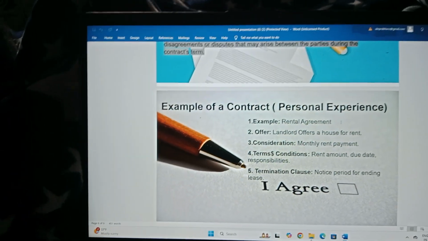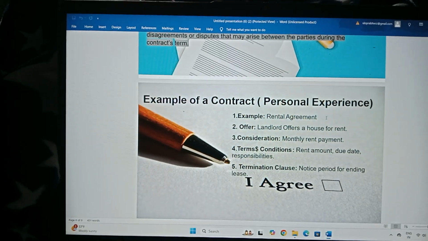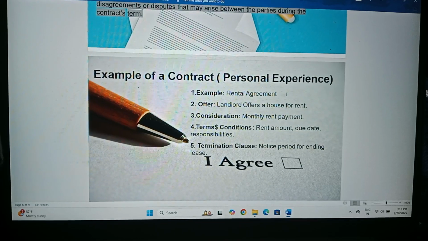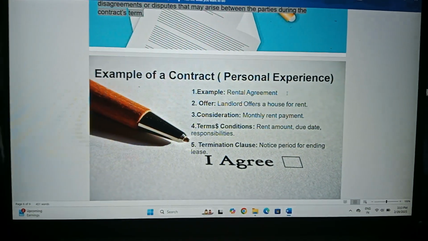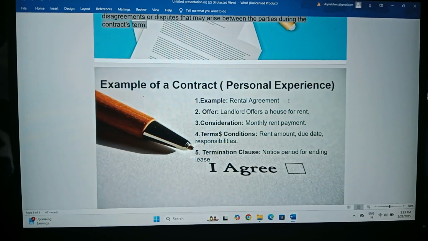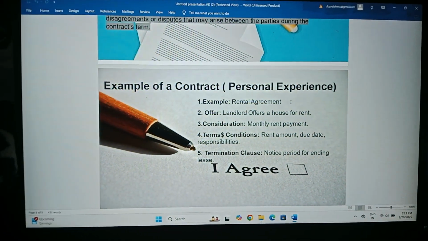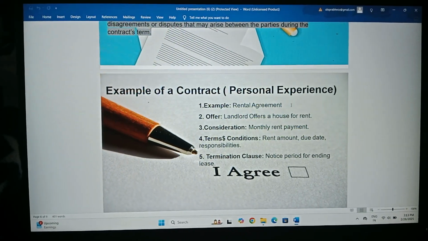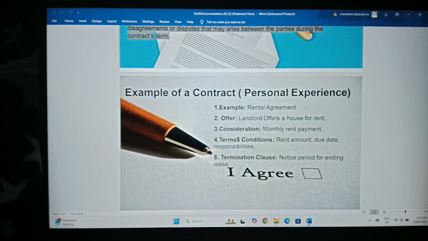So, for example, in a rental agreement, the offer is that the landlord offers a house for rent, the consideration is the monthly rent payment, and the terms and conditions are the rent amount, due date, and responsibilities. And the termination clause is the notice period for ending the lease. If by chance we want to move to another place, we have to tell him before moving, like 1 month before moving. So we have to tell him.